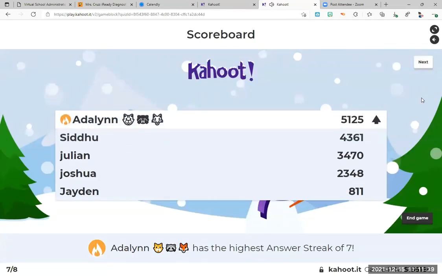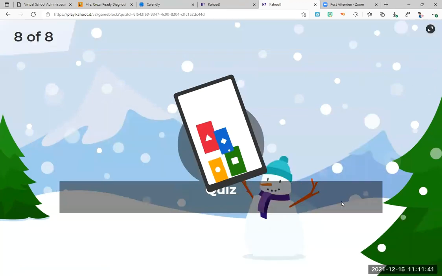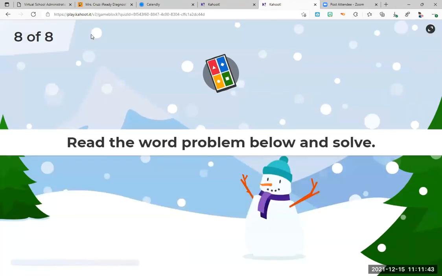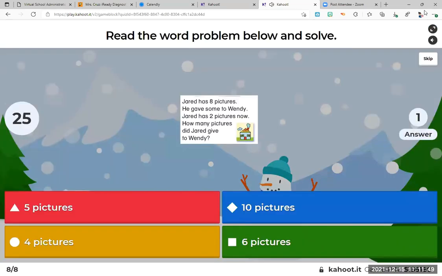I had a few people who didn't pick an answer on that one. Let's make sure we all choose an answer. Last one. Read the word problem below and solve it. Jared has 8 pictures. He gives some to Wendy, and now he only has 2 pictures left. How many pictures did Jared give Wendy? 8, and now he only has 2 left. How many did he give her?